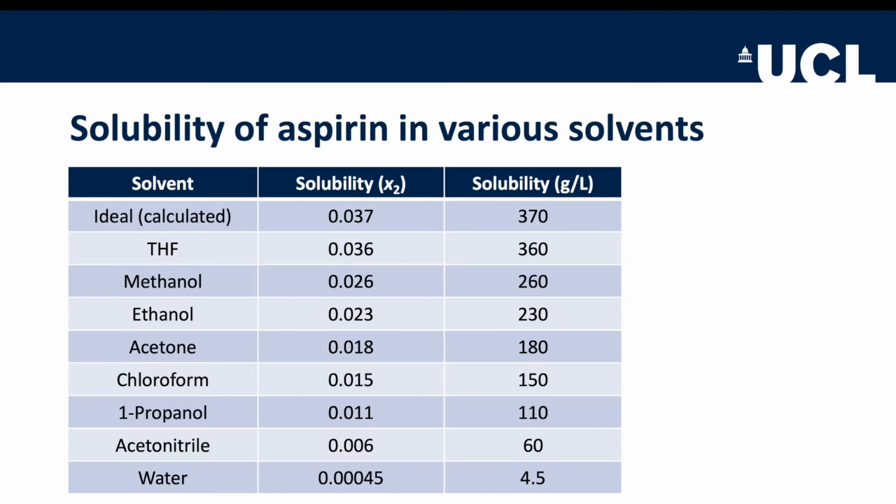In other words, if there was no enthalpy of mixing between aspirin and a solvent, we should be able to dissolve 370 grams of drug per litre. How does that compare with the measured solubilities of aspirin in various solvents? You can see the numbers in the table on the screen. In THF, the measured solubility is almost the same as the ideal solubility, and in water, it's absolutely nowhere near.